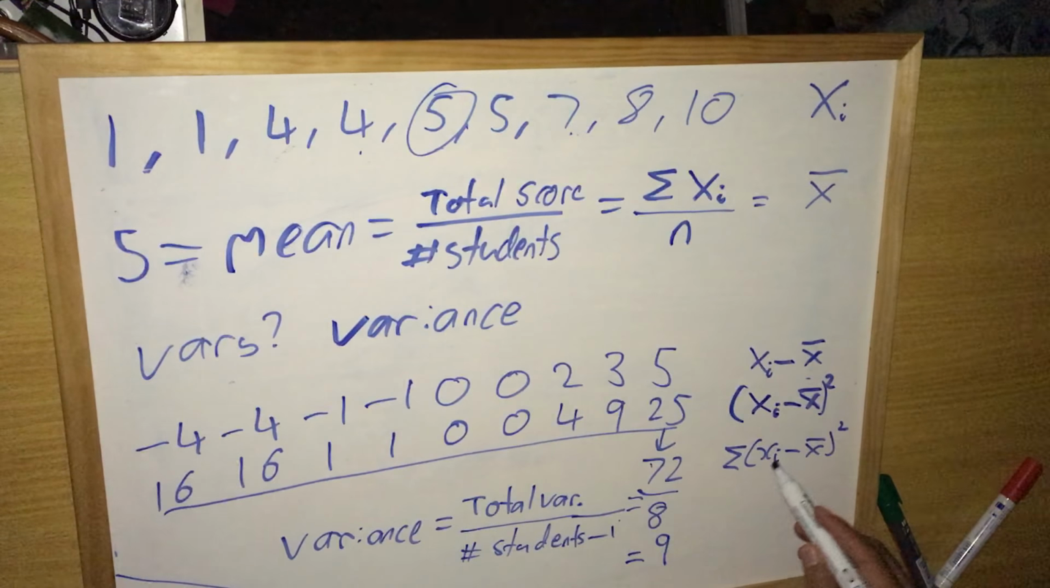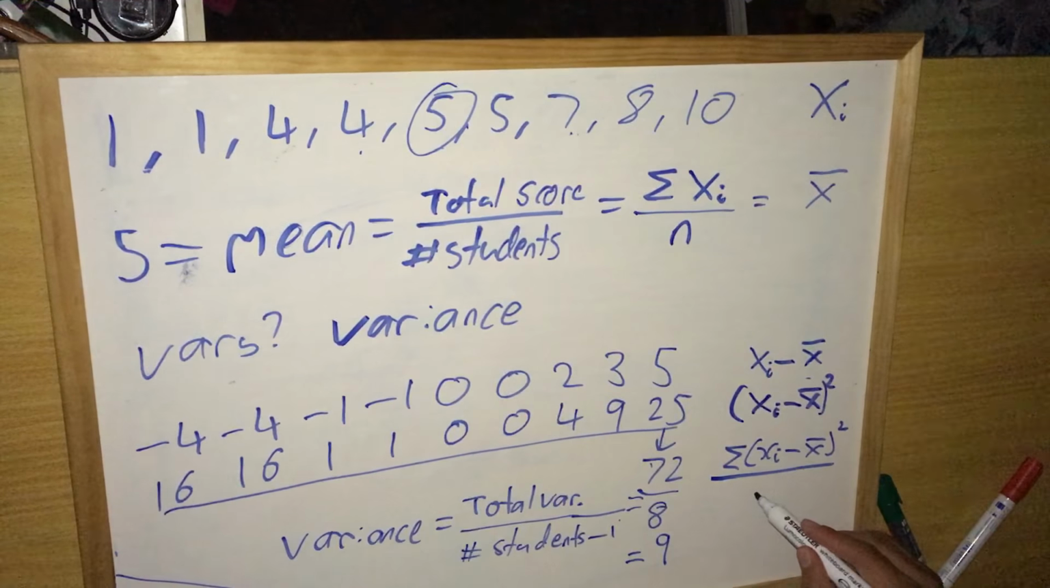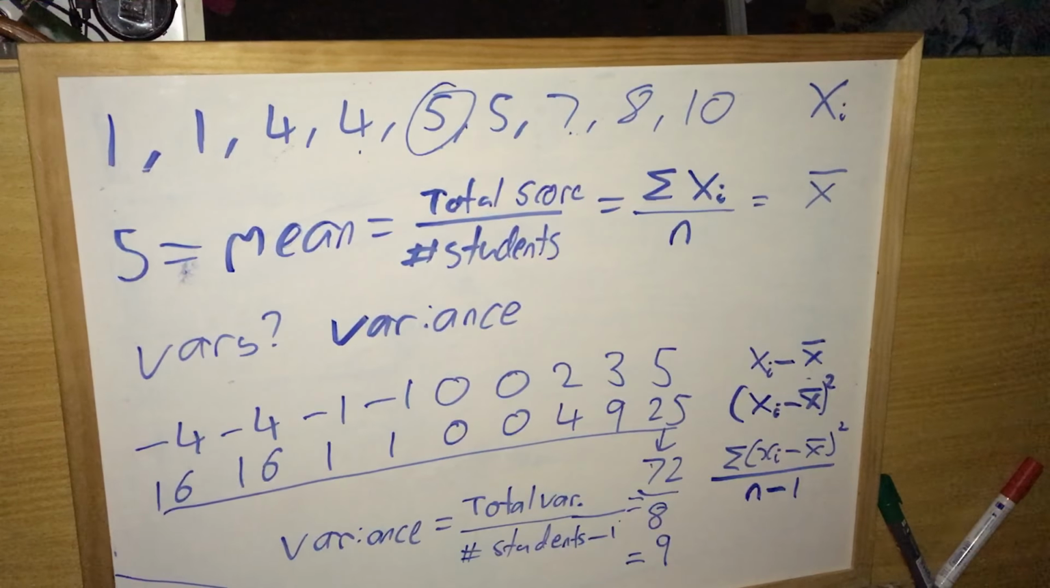And what I did there, I got this total variance here, and I divided it by the number of students, which is n minus 1. So that's the variance. I'm just running out of space here, so I need to rub off the stuff, but you can always pause and come back to it.